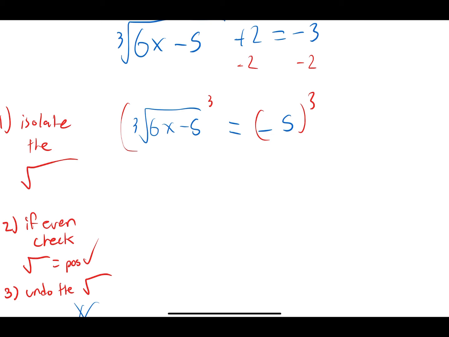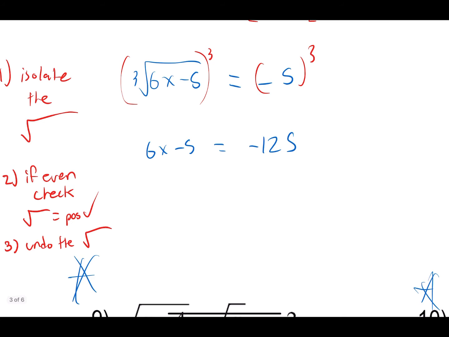Do it to the entire side of both equations, and now we have 6x minus 5 equals negative 5 times negative 5 times negative 5, or negative 125. Add 5 to the other side, solve for x essentially. Last step is always solve for x. Negative 125 plus 5 is negative 120, divided by 6 will give us x equals negative 60.